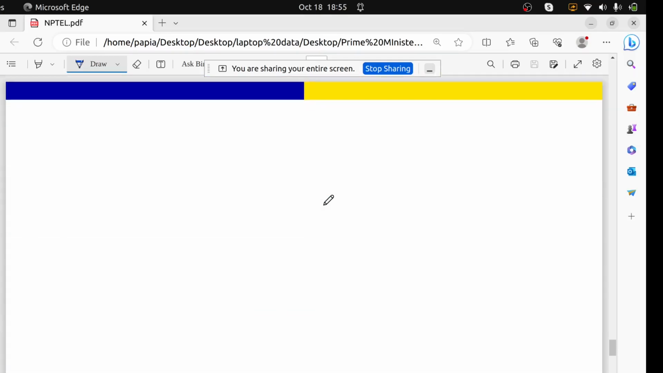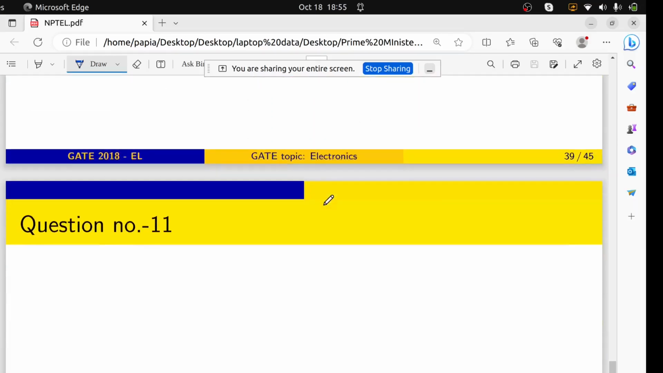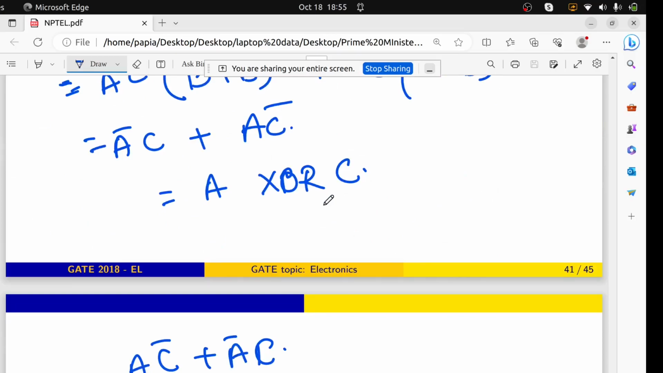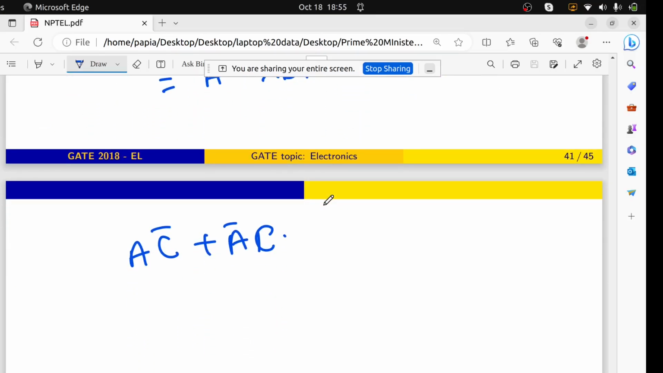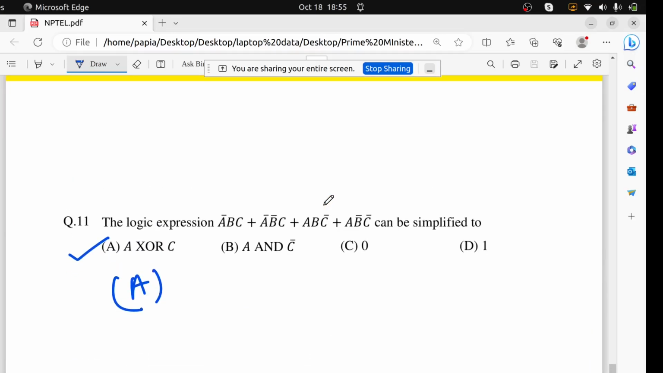Okay, now coming to the last question. I have taken this from the GATE 2018 question paper, and the question number is 11. The question is: the logic expression a bar b c plus a bar b bar c plus a b c bar plus a b bar c bar can be simplified to which option? If I simplify that one, then the option will be a c bar plus a bar c, and a c bar plus a bar c is nothing but a XOR c. So that means the correct option will be A.